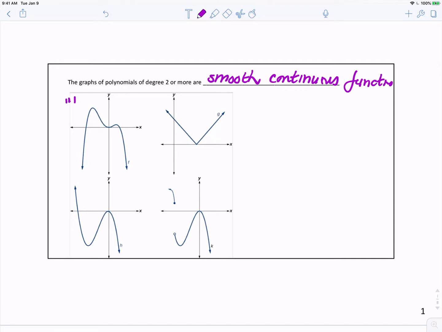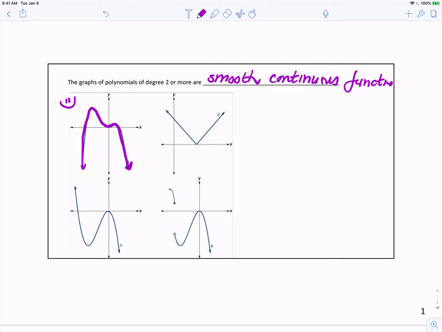So this first example is the graph of a polynomial. This graph is smooth and continuous. Smooth meaning it doesn't have any breaks in it, doesn't have any sharp corners, it's very smooth. And continuous means that I could sketch this graph without lifting my pen. There's no breaks in it. So this is an example of a polynomial function.